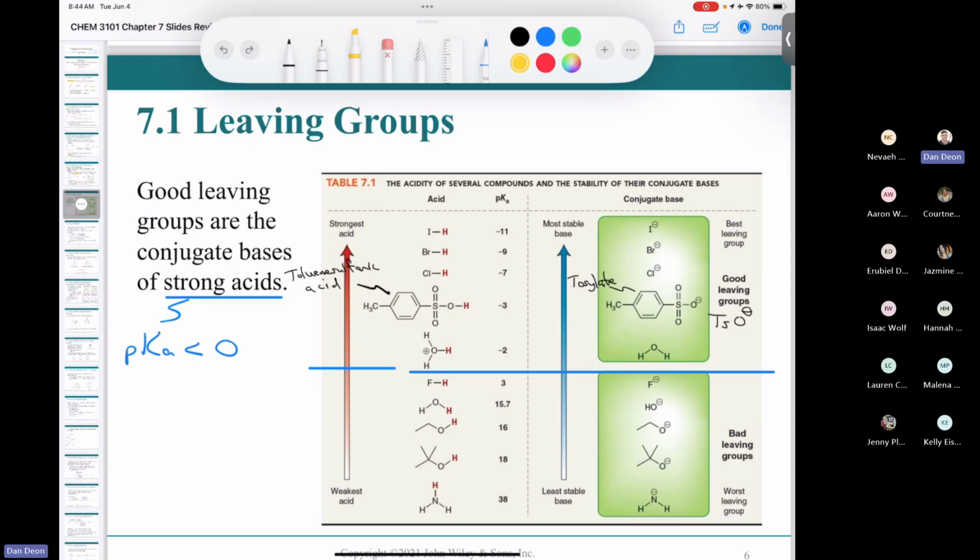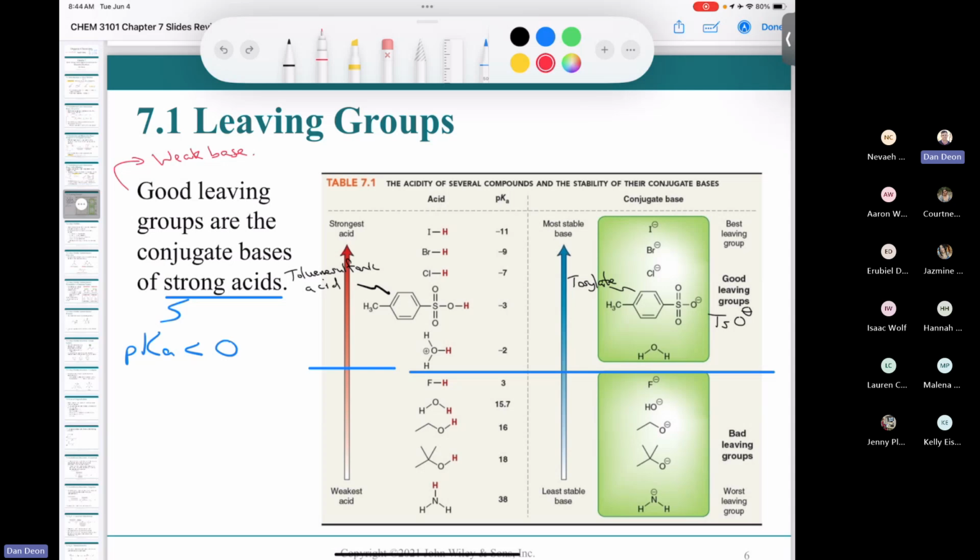But another way you could think about it is good leaving groups are also weak bases. Okay, a good leaving group is a weak base. So these are all weak bases, whereas these are not weak bases. But again, I find it easier to just memorize the strong acids and say, well, is this the conjugate of a strong acid? Yep, then it's a good leaving group, end of story, okay?